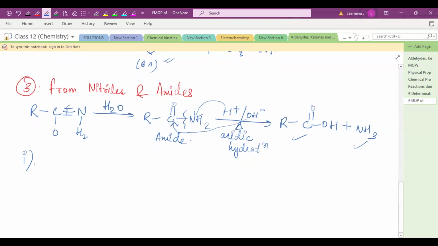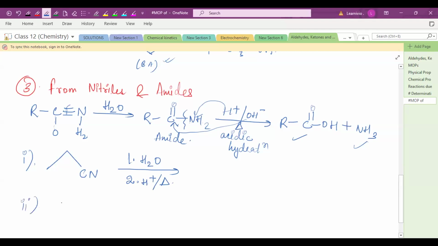Okay, so write down some homework. This is a CN group. You have to follow the same mechanism. The first step is just hydration. This is a nitrile, so this nitrile will convert into an amide in the first step when you provide the water. But in the second step, you do the acidic hydration, with H plus ion, in heating condition. So what will be the product?